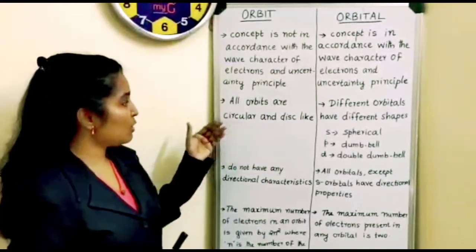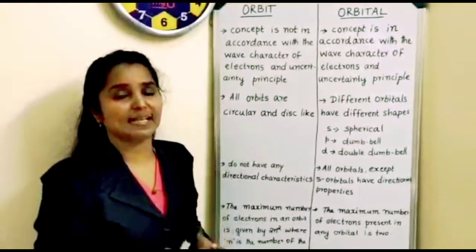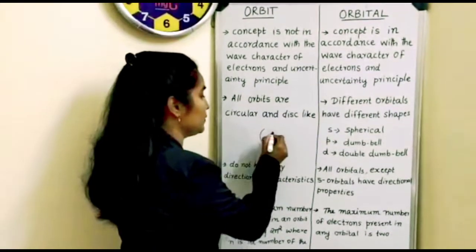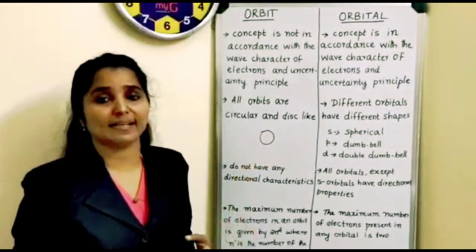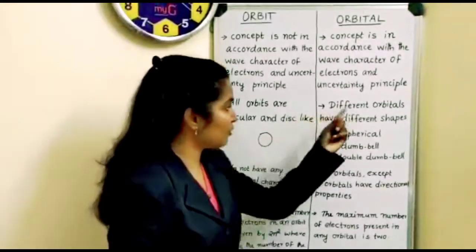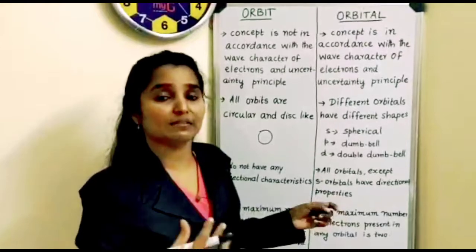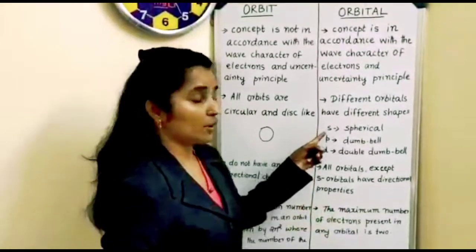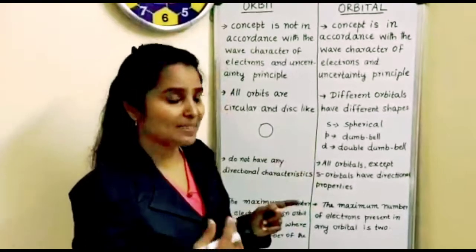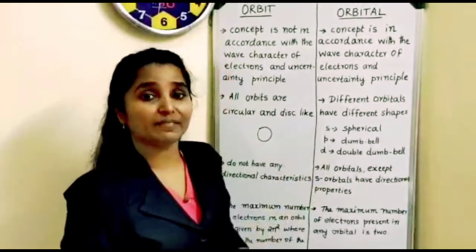And then, all orbits are circular and disc-like. We have seen the structure of an orbit is circular around the nucleus. This circular and disc-like shape is for all the orbits. But in the case of orbitals, different orbitals will have different shapes. An s orbital will have a spherical shape, a p orbital will have a dumbbell shape, and a d orbital will have a double dumbbell shape.